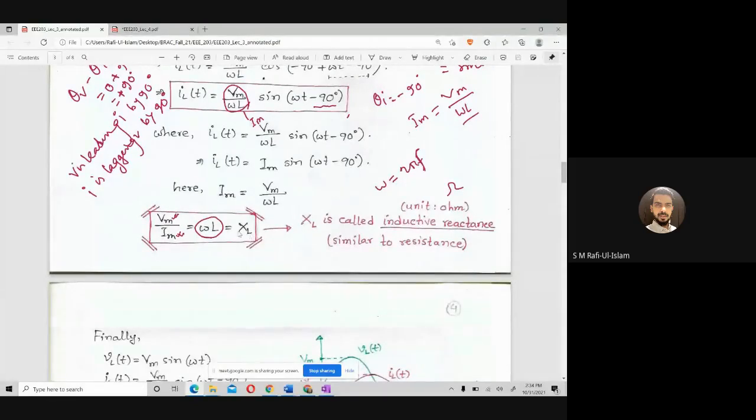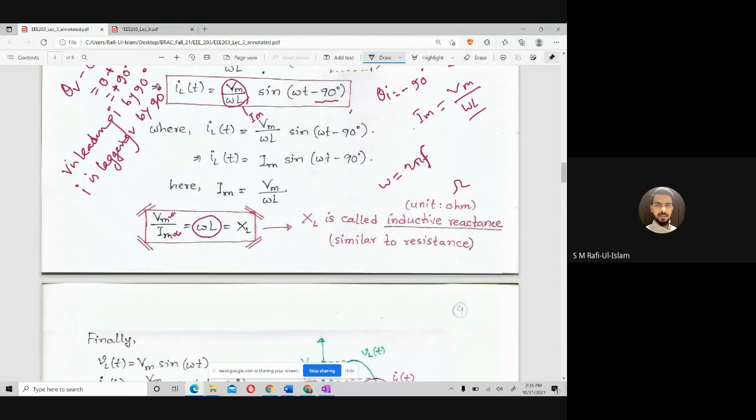We can calculate the reactance, a frequency dependent term, just like resistance. Sometimes we call it reactance. Maybe I can write it down a bit. This is called the reactance. We must remember the formula for the reactance of an inductor: XL equals omega times L, where omega is the angular frequency and L is the inductance.